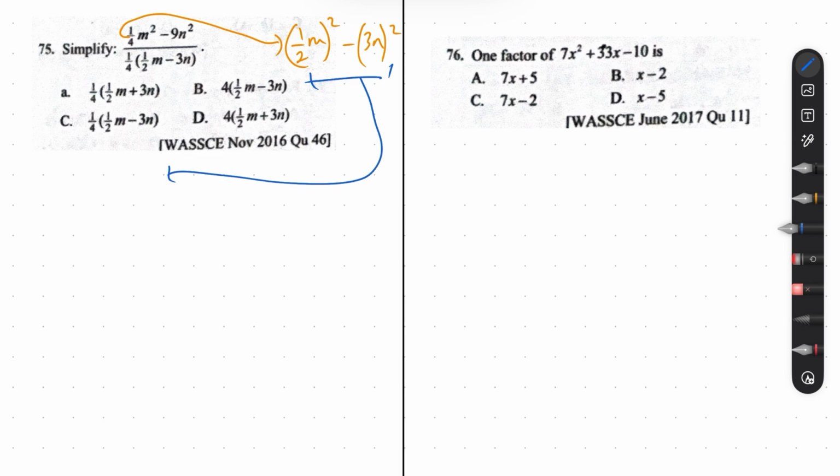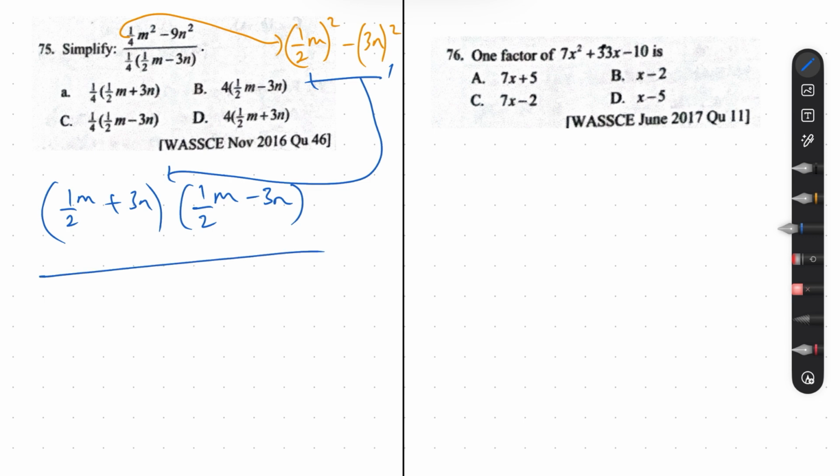So we're going to have 1 over 2m plus 3n multiplying 1 over 2m minus 3n, all over 1 over 4 multiplying 1 over 2m minus 3n. So now what can we cancel? We can cancel this right here because they are the same. So what are we left with?